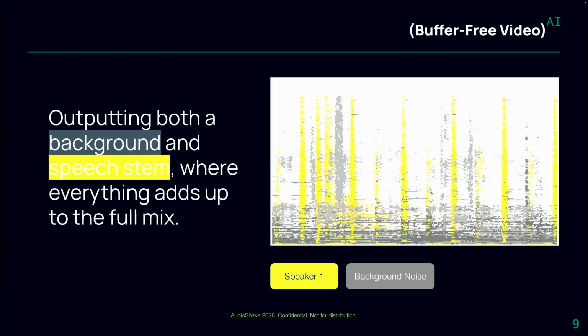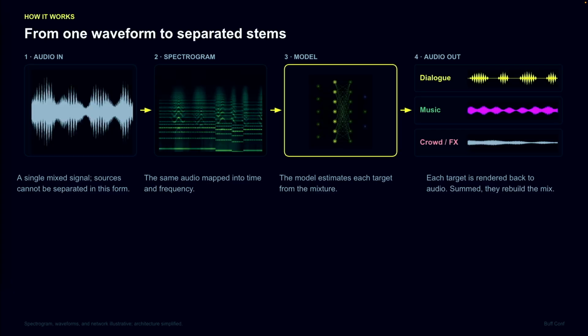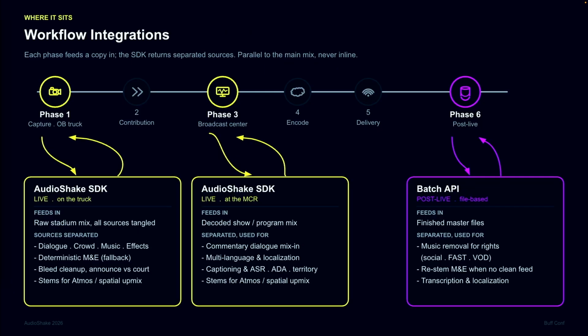And here we are. So how does this work at a high level? We have an audio source in, and you have a spectrogram. That spectrogram's then spliced in our model, which is based on a transformer model. And once that processing is done, we have the stems that are output as part of that model. Each target is rendered back to audio, and then they're summed and rebuilt in the mix. So why do we need to do this? It's multiple reasons, and I'll talk about that as we progress.